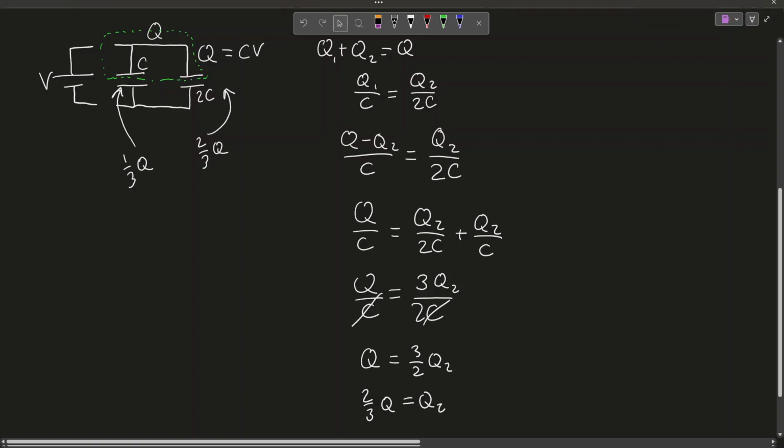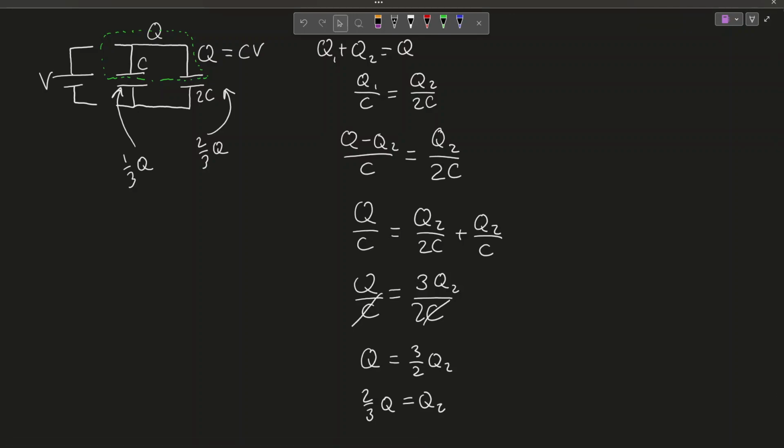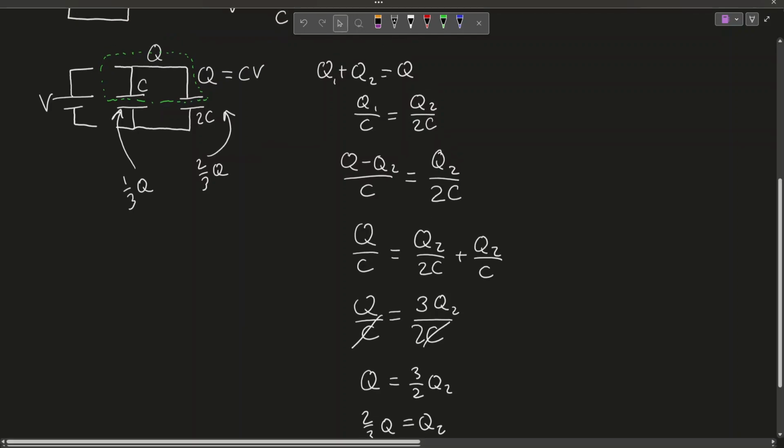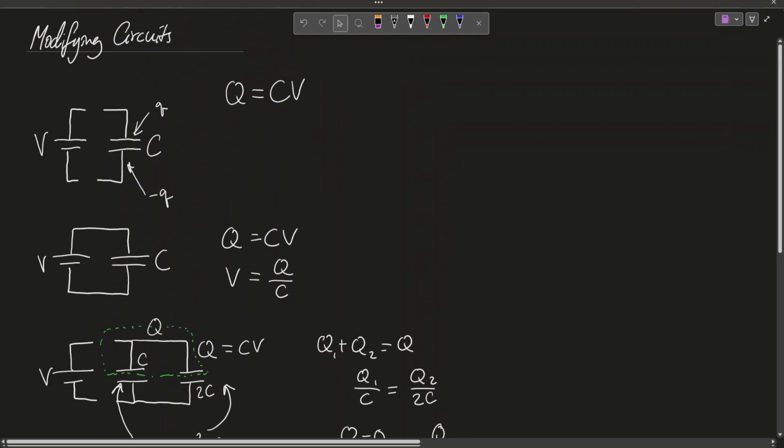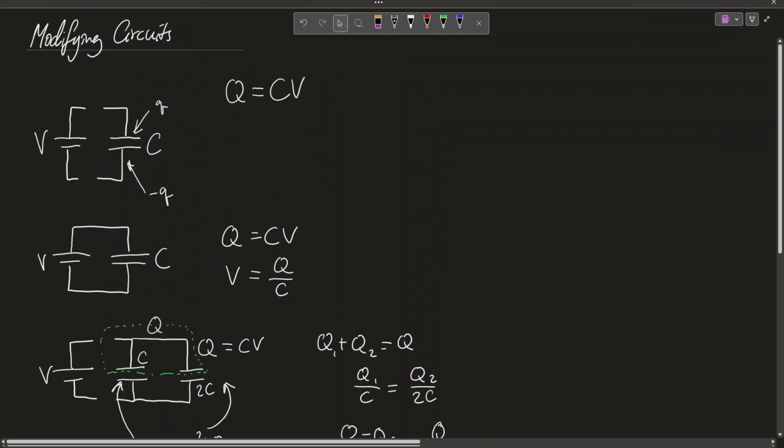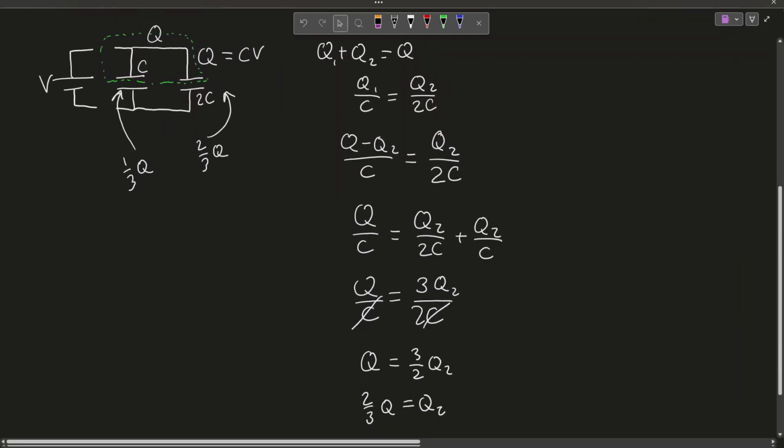Alright, so hopefully that's enough to give you an example of how to think about these sorts of modifying circuits questions. You just have to figure out what's going to stay the same, what's going to change, and then use your circuit equations, use your circuit laws, whatever you want to call them, to figure out whatever it is the question asks you.